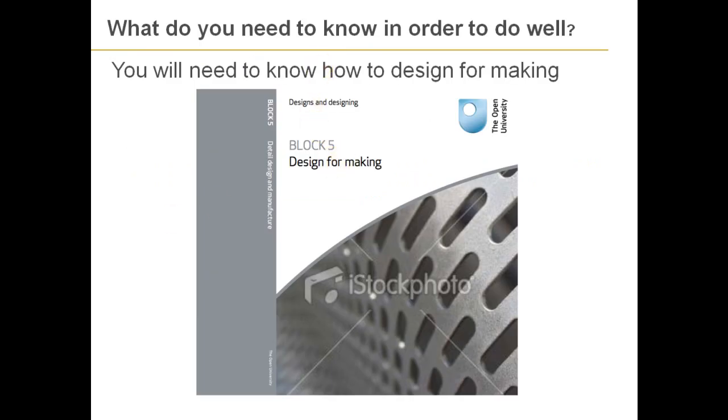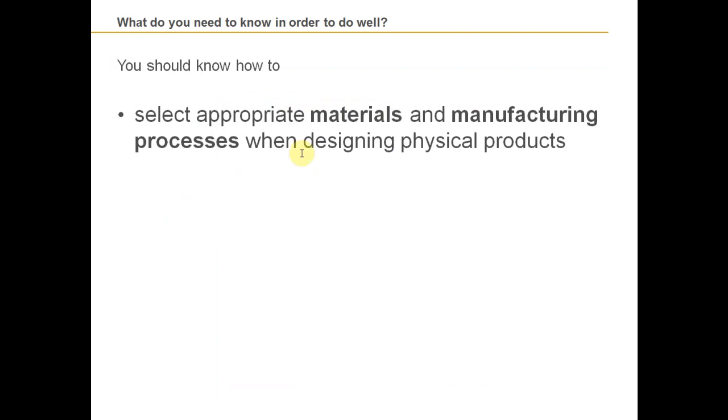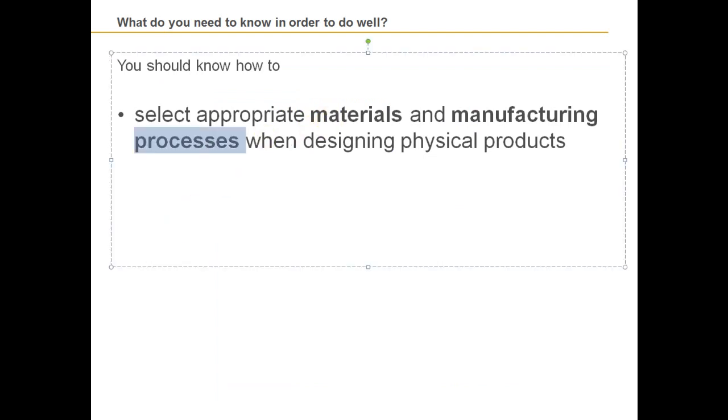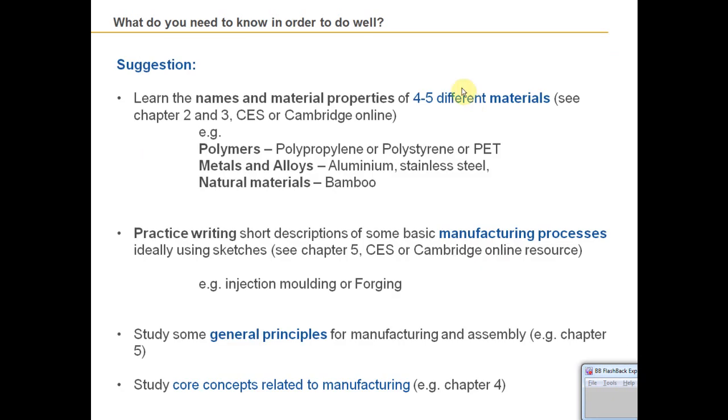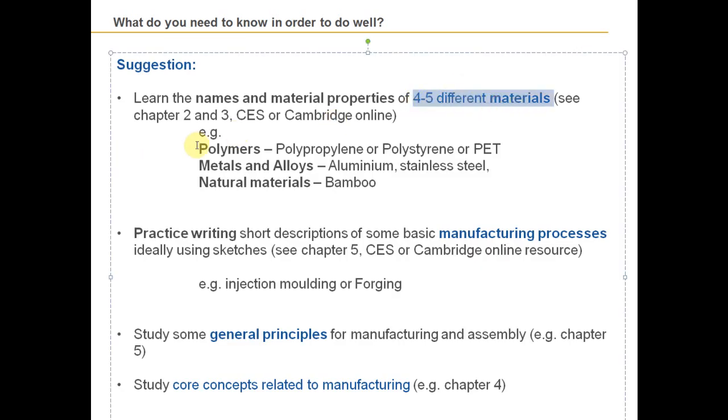Block 5, design for making. What we mean is to know, understand materials and manufacturing processes. So before the exam, please do learn 4 or 5 different materials. Do learn them. You have ample of resources. Practice writing them. Study general principle for manufacturing and assembly. Chapter 5 will be useful for you. And core concepts that are related to manufacturing.